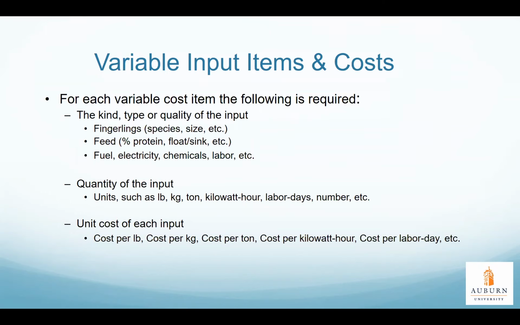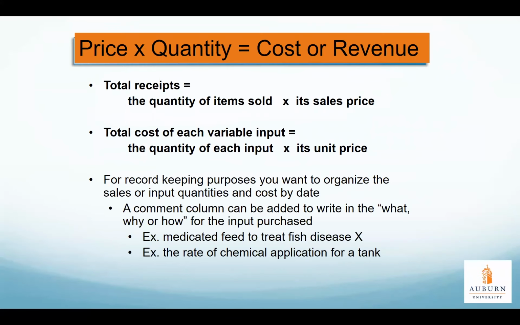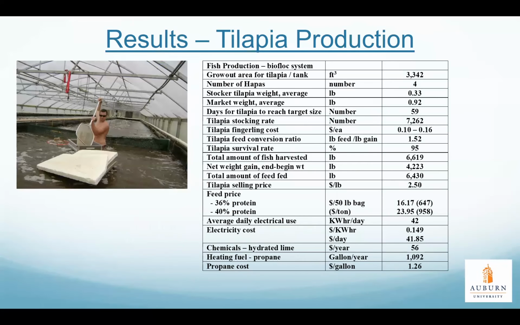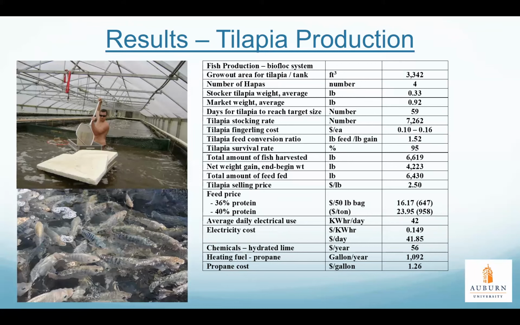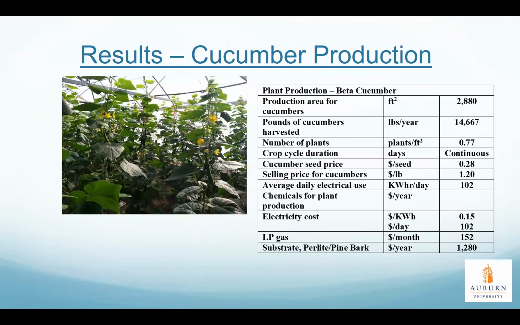for each of these enterprise situations. So what you need to do is know what you're buying specifically and how much you're buying and the unit cost of each. So price times quantity is going to equal the cost or the revenue. And here's our tilapia production results. And I'm going to go quickly past this because we got to finish up. And here are the cucumber production results. And again, you can go back and see this recorded presentation to get these numbers.